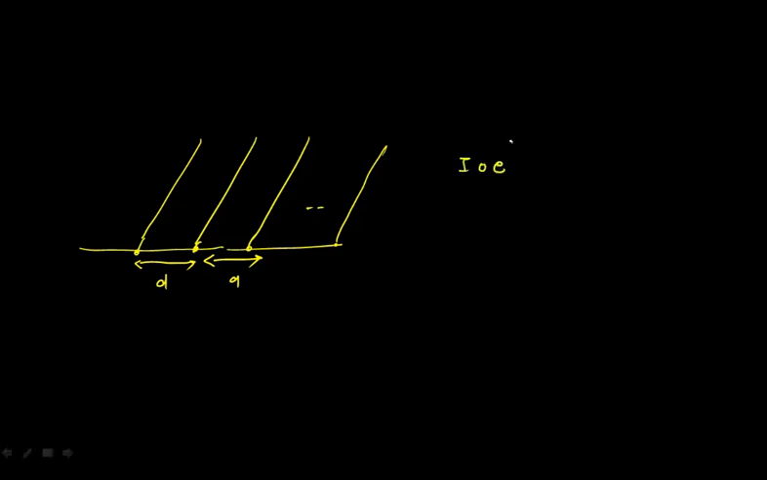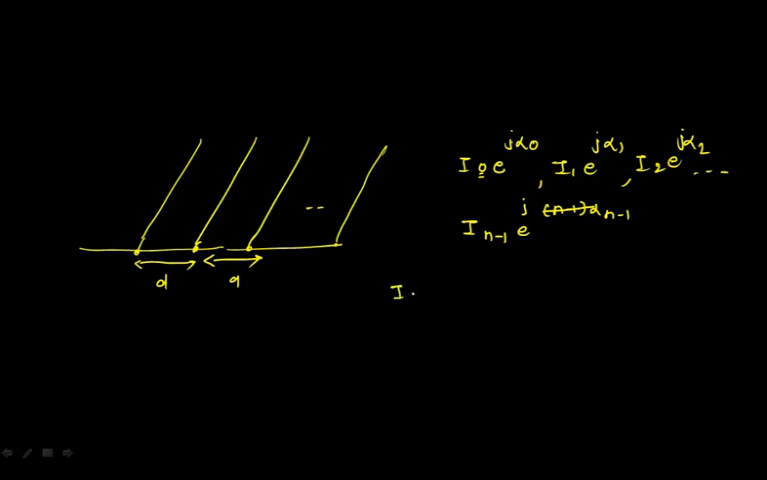I0 e raised to j alpha 0, I1 e raised to j alpha 1, I2 e raised to j alpha 2, and so on. It will come to I n minus 1, because I'm considering it from 0, e raised to j alpha n minus 1. But you are assuming that whatever currents you are giving are equal: I1, I2 up to I n minus 1. So your resultant field will have E0 equal to E1 equal to E2. You assume this is nothing but E0.